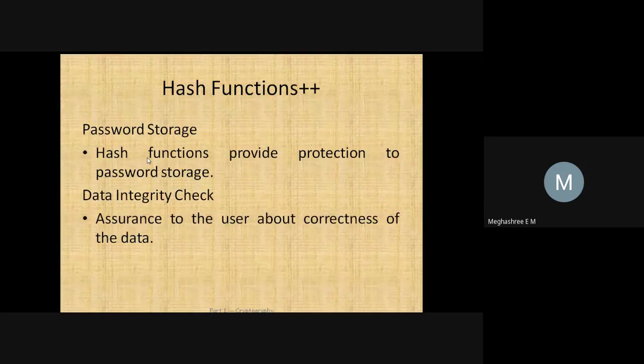Next application, I can say, is the data integrity check. The hash function assures the user about the correctness of the data. Consider that two parties are involved in the communication: whatever message is sent from the sender side is received as it is at the receiver side. The assurance is done with the help of the hash function. I hope this is clear to everyone.